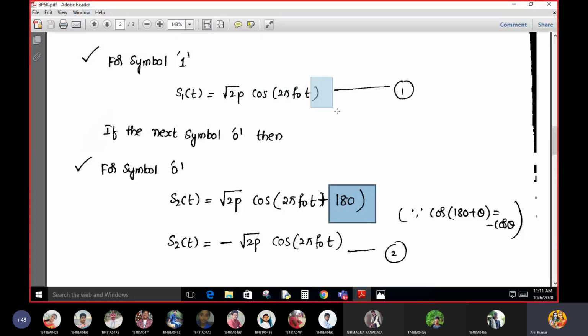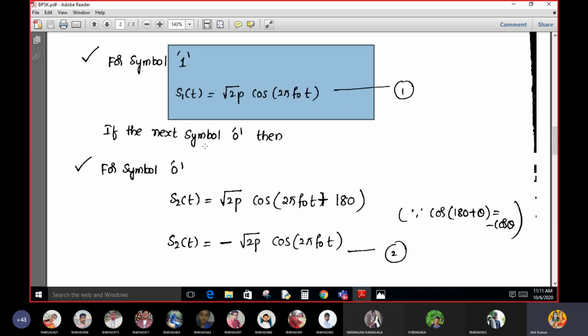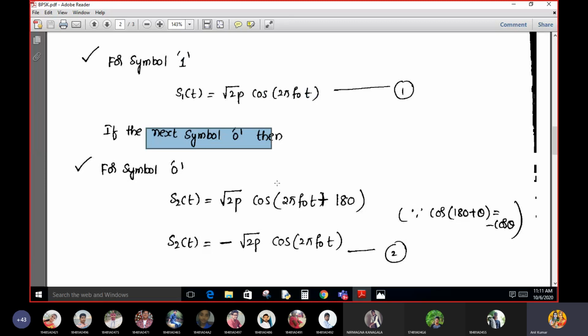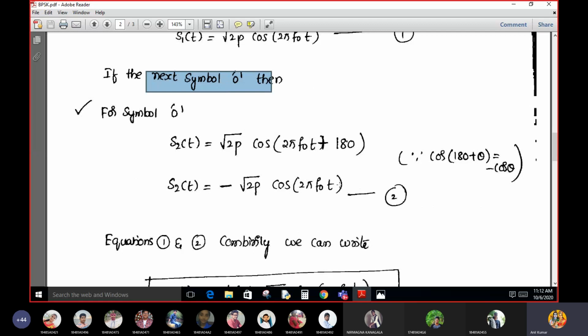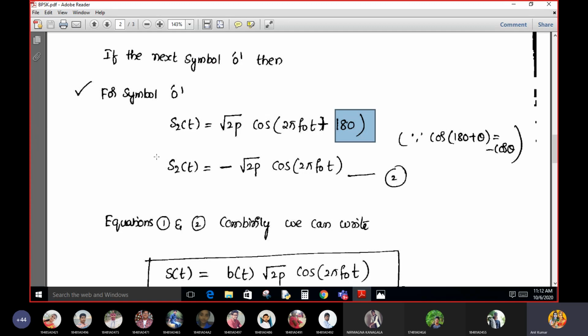Here there is no phase shift. For logic 1 there will be no phase shift, and after 1, assume that the next symbol is logic 0. If the symbol changes from 1 to 0 or from 0 to 1, the phase shift will be 180 degrees. So cos of 180 plus theta will be represented as minus cos theta.